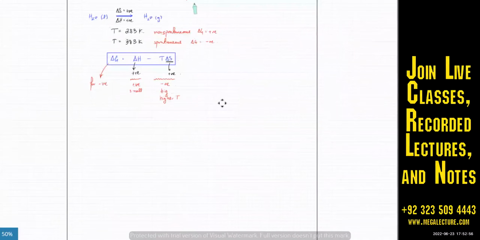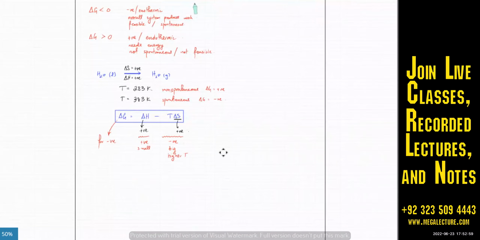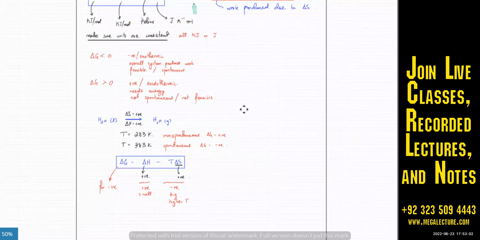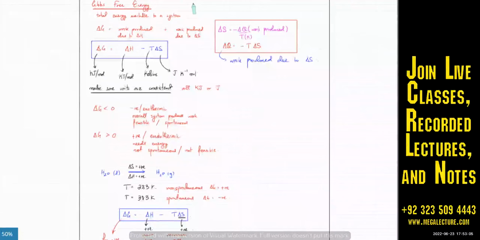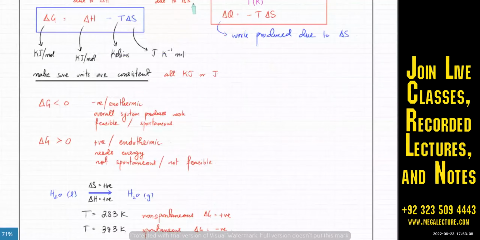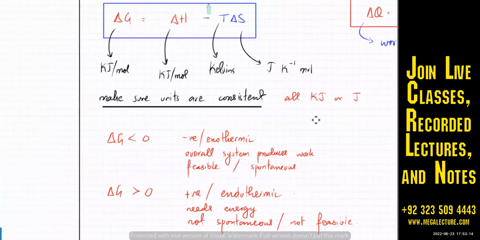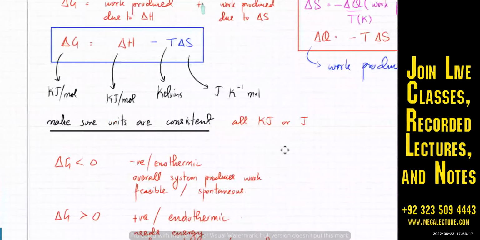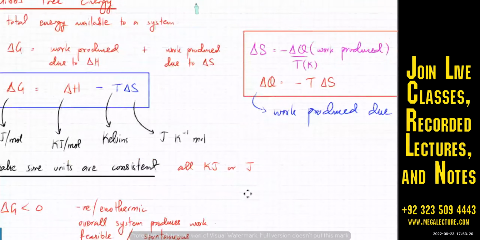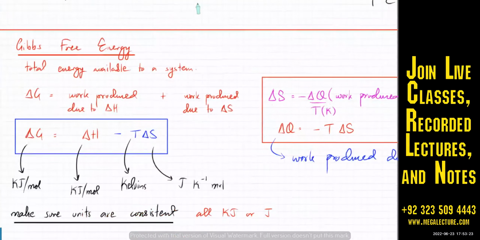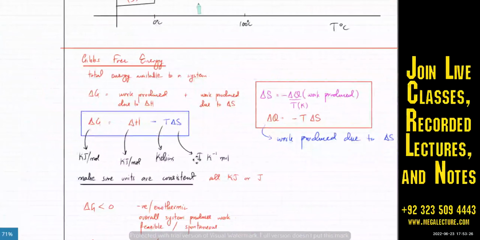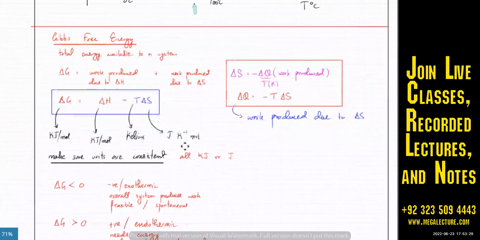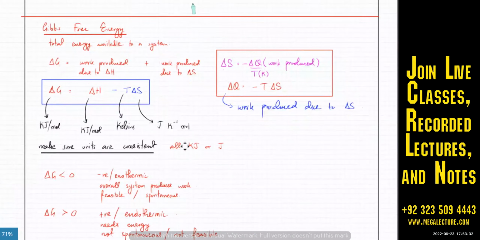And then the last thing that we were doing was Gibbs free energy. So we were at this point, Gibbs free energy, and Gibbs free energy was the total energy that is available to a system. What that basically meant was that a system produces energy in two forms.